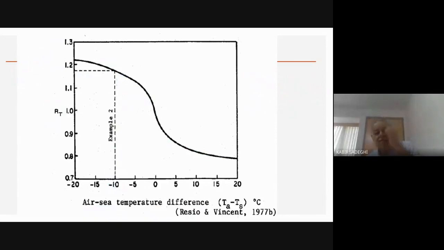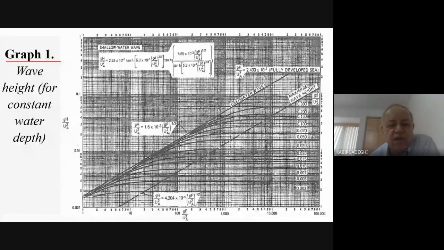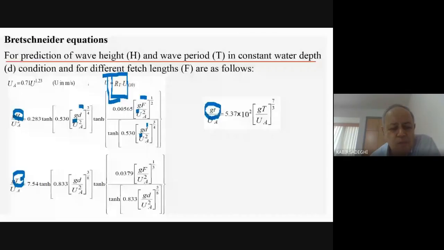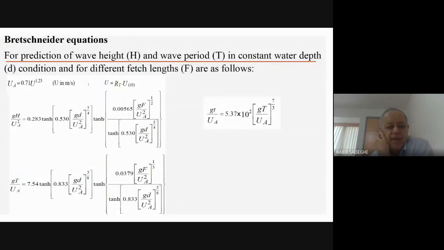In the next slide, instead of applying the formulas of Bretschneider, a graph is given to you, applying the formula that you saw. Before applying, let me get back to the formula. Here you have tangent hyperbolic, not normal tangent. Be careful, when you apply it in the calculator, you should use tangent hyperbolic. And here you also have tangent hyperbolic. Don't forget that. This is not normal tangent.